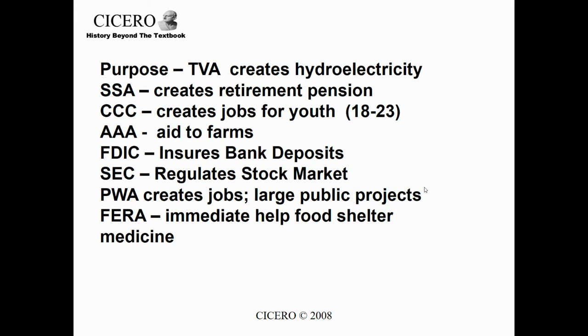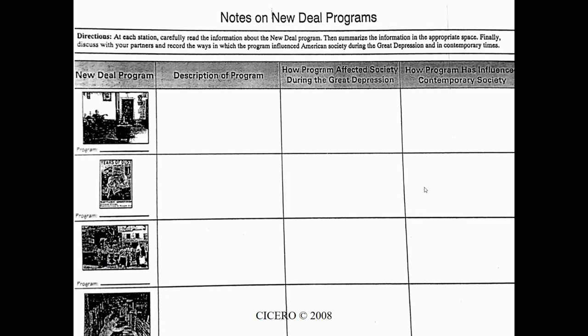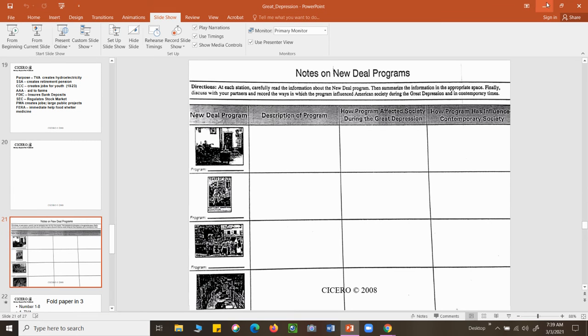The PWA, Public Works Administration, created jobs on large public projects. I think I gave the example that the Golden Gate Bridge was a PWA project. The FERA, Federal Emergency Relief Act, gave immediate help: food, shelter, medicine, emergency help. So again, you can pause this if you need more time, but I'm going to switch back to Google Classroom here really quick.